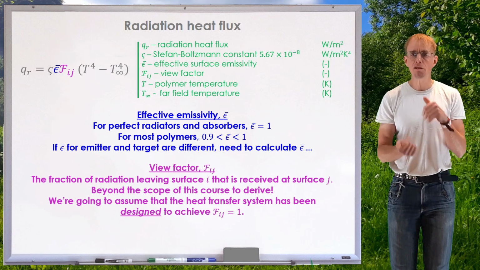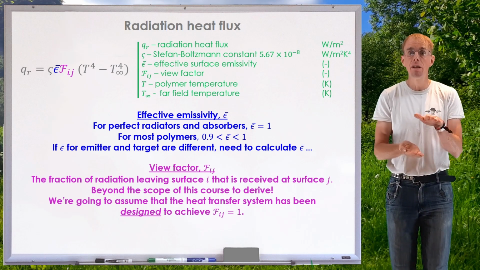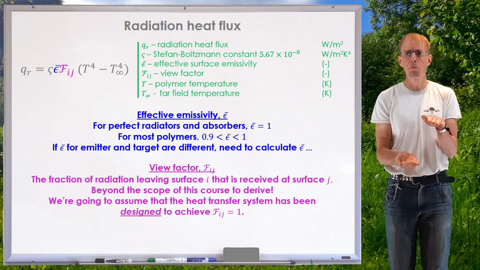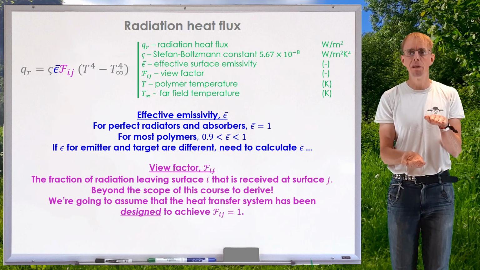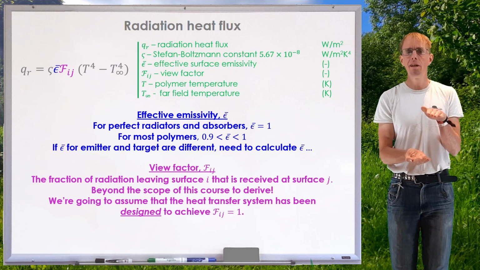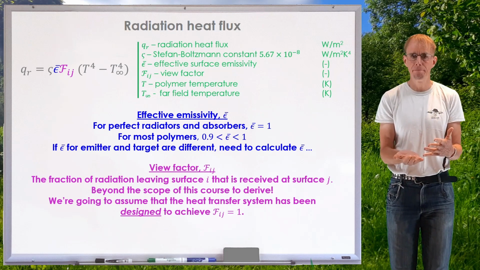So two geometric examples that could be, we could have two infinitely long parallel plates, one hot, one cold, and all of the cold plate can see, for want of a better word, all of the hot plate. And so all of the radiation leaving the hot plate is received by the cold plate, view factor equals 1.